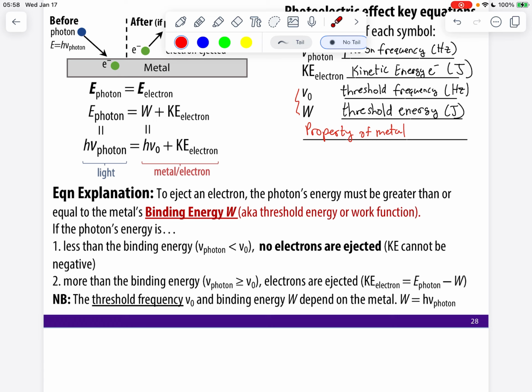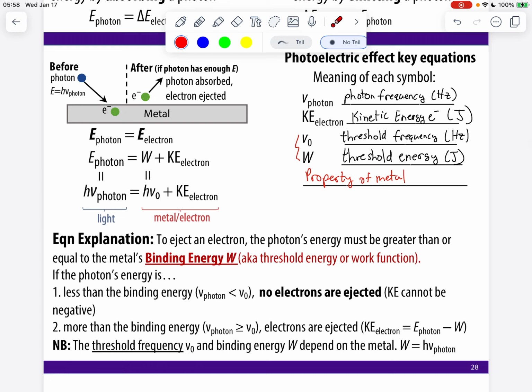That if the photon's energy is too small, because energy is proportional to frequency, that energy too small means the frequency of the photon is less than the threshold frequency, then we don't eject an electron. Again, one helper there is that the kinetic energy can't be negative. And then if we have enough energy, we're going to start ejecting electrons, and we can just use this equation. Since the kinetic energy is over here, if we subtract W from both sides, we get that the kinetic energy of the electron is the energy of the photon minus W.